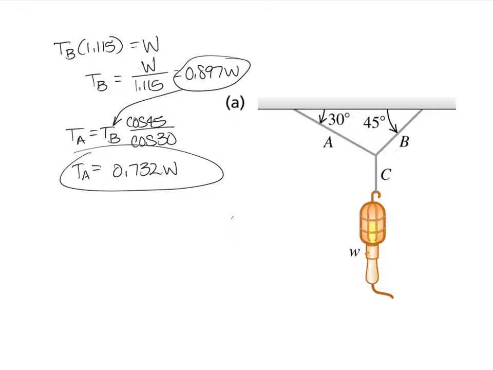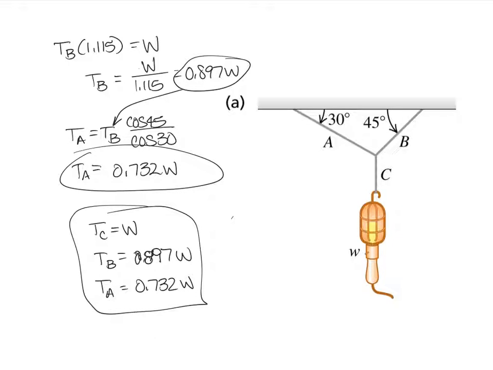And so I have found T sub Z is W, T sub B is 0.897 W, and T sub A is equal to 0.732 W. And that is what I was asked to do. So hopefully you can follow that, but these things take practice, but you'll notice that you'll see patterns and get used to the process.